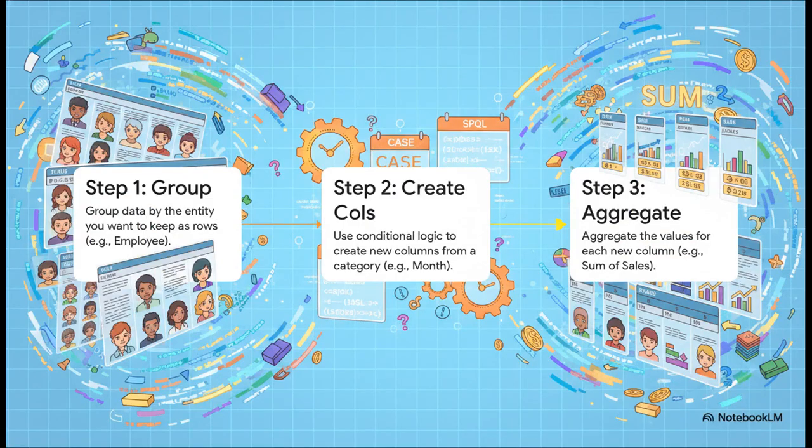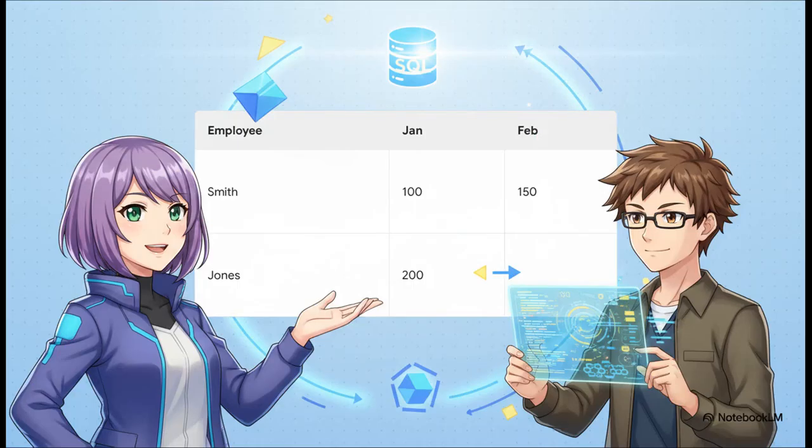Okay, so the recipe to flip this around is called pivoting. And it's basically 3 simple steps. Step 1, you group by whatever you want to keep as your rows. So in our case, the employee. Step 2, you use that cool conditional logic we learned about earlier, that case expression, to create a new column for each category, like each month. And finally, step 3, you just aggregate the values, like the sum of sales, that fall into each of those new columns. And there you have it.